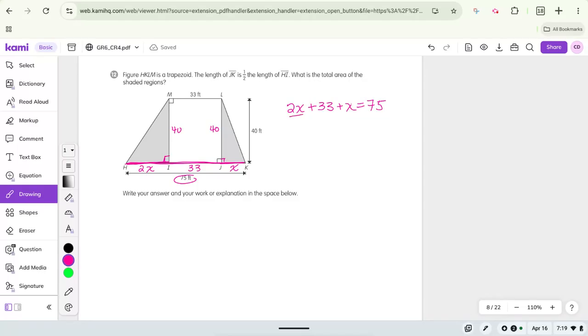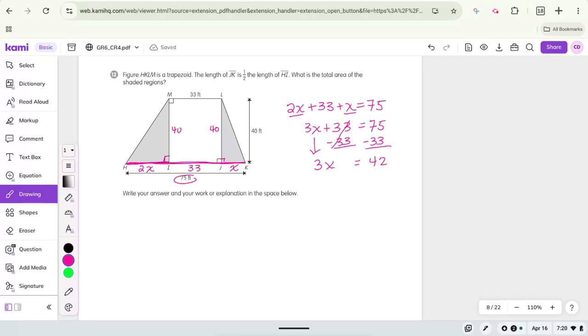We've solved equations like this. I'm going to combine my x's. 2x plus 1x is 3x. So my simplified equation is 3x plus 33 equals 75. I'm going to subtract 33 from each side because that's how I get rid of a plus 33 with opposite operations. Adding 33 and subtracting 33 are opposite operations. They add to 0. And so I just bring down the 3x. Now, 75 minus 33 is 42.